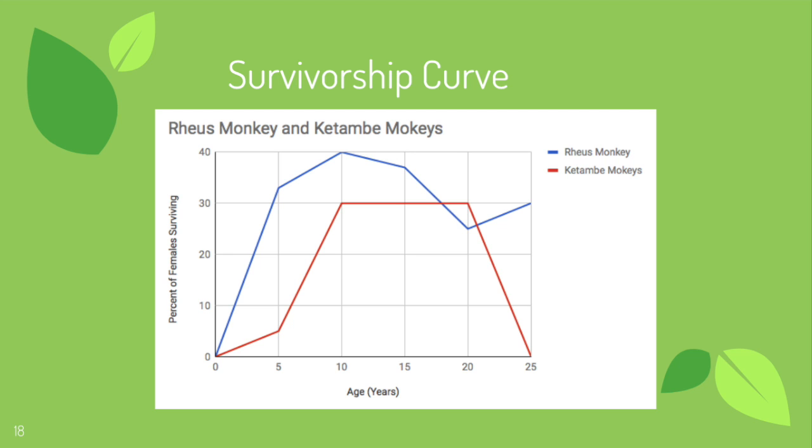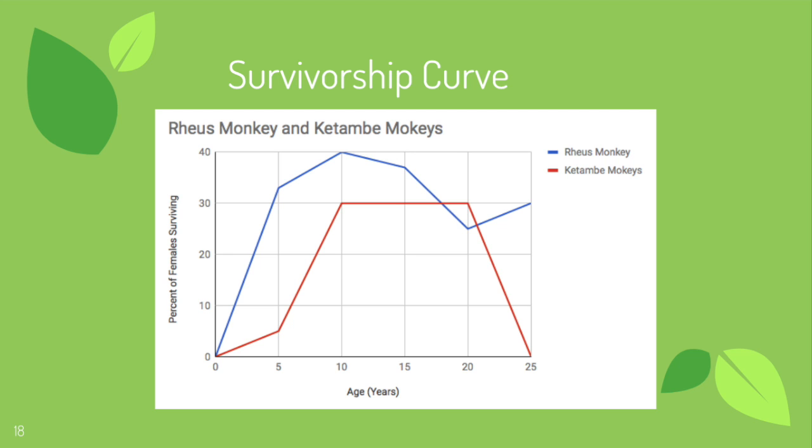A survivorship curve is a graph that shows the number or proportion of individuals surviving to each age for a given species or group. Both monkeys do not live past the age of 25. Monkeys have a type 1 survivorship curve because they have a high probability of surviving at an early age, and the likelihood of surviving decreases as they age.